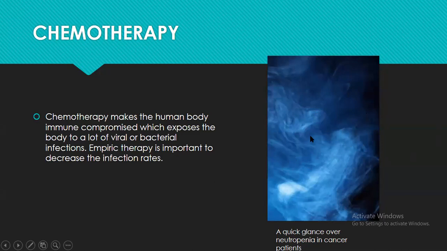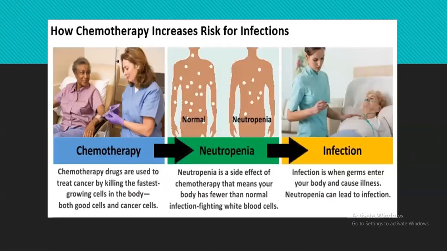So here's a quick glance at neutropenic cancer in a patient. I've taken this photo from Google. So, how does chemotherapy increase the risk of infections? Basically, chemotherapy drugs are used to treat cancers and kill the very fast-growing or abnormally growing cells in our body. But in the case of chemotherapeutic agents, both the good cells and the cancer cells are damaged. So it can result in neutropenia.